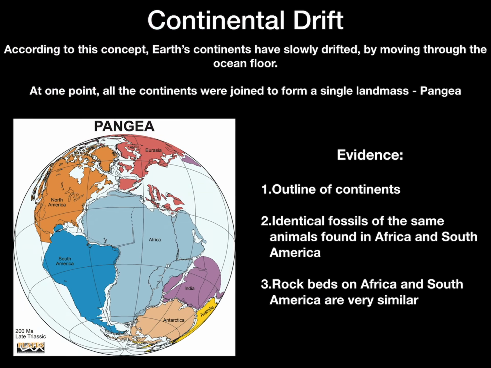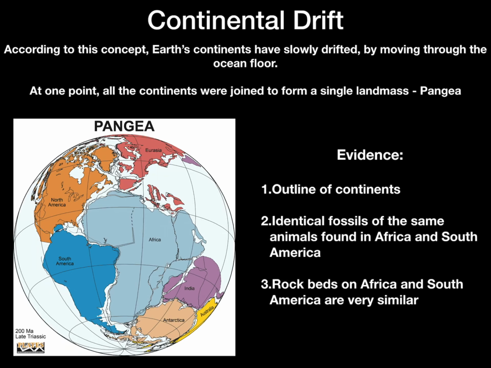Continental drift has to do with the concept that the continents at one point were in a different location, and they have since spread to their current locations. We have talked about that in class with this picture here, this concept of Pangea. So let's read what this slide says. It says, according to this concept, Earth's continents have slowly drifted by moving through the ocean floor. So in other words, they are at a different spot than where they originally were. They have moved over time.